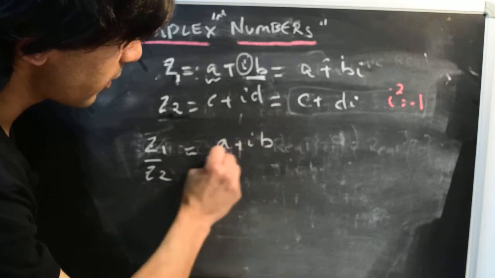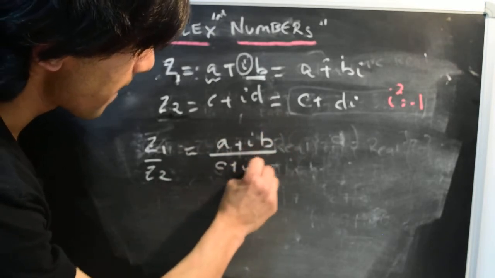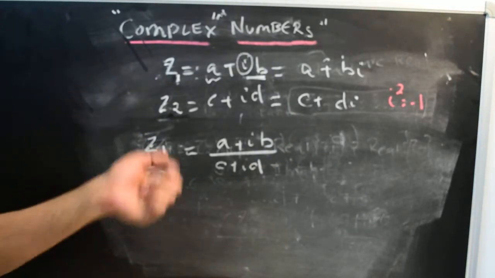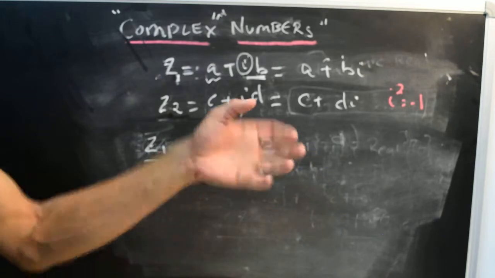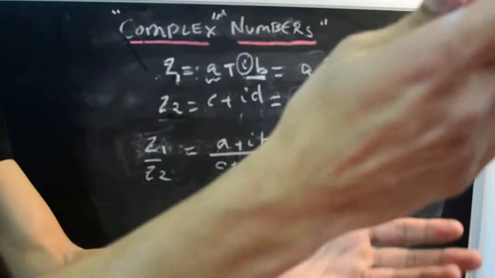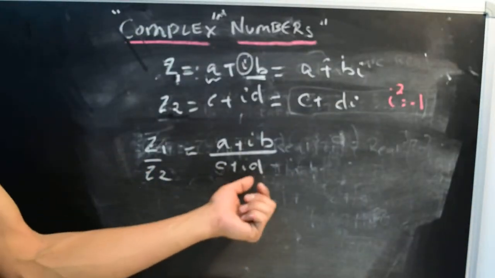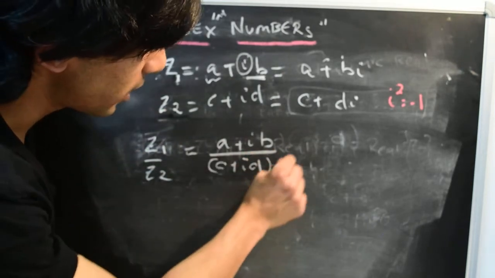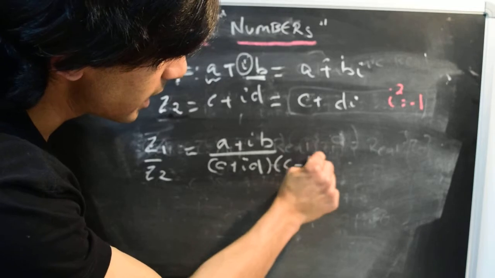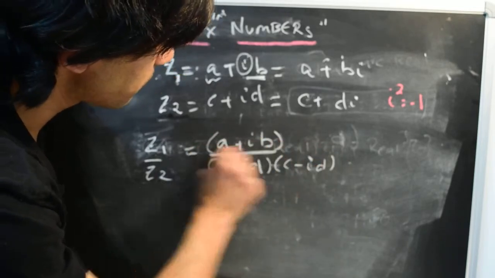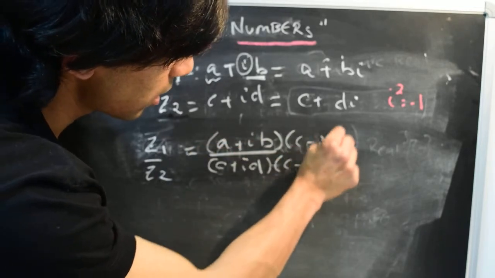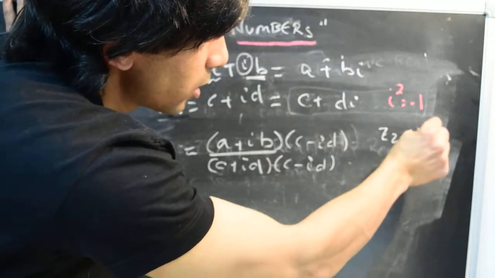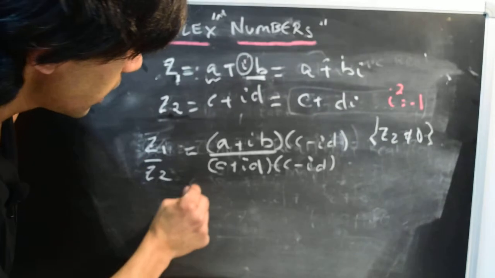divided by c plus id. Now again, our aim is to write this expression in the form of a real part plus i times an imaginary part. So we need somehow to get rid of the i in the denominator here, and one way to do that is to multiply the numerator and denominator by c minus i times d. And again, we are saying that z2 is non-zero, so that's important.